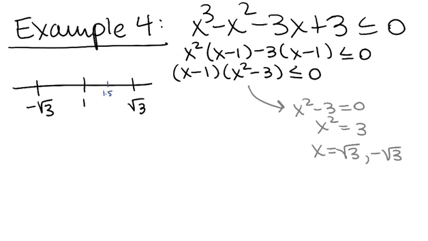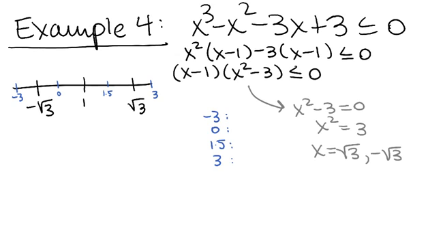I know 1.5 is between 1 and the square root of 3, so I'm just going to do that. And then I'll say, well, square root of 3 is certainly smaller than 3, so I'll just use 3 as my kind of test point. And then 0 and negative 3. And now I'm going to go over here and start testing: negative 3, 0, 1.5, and 3.